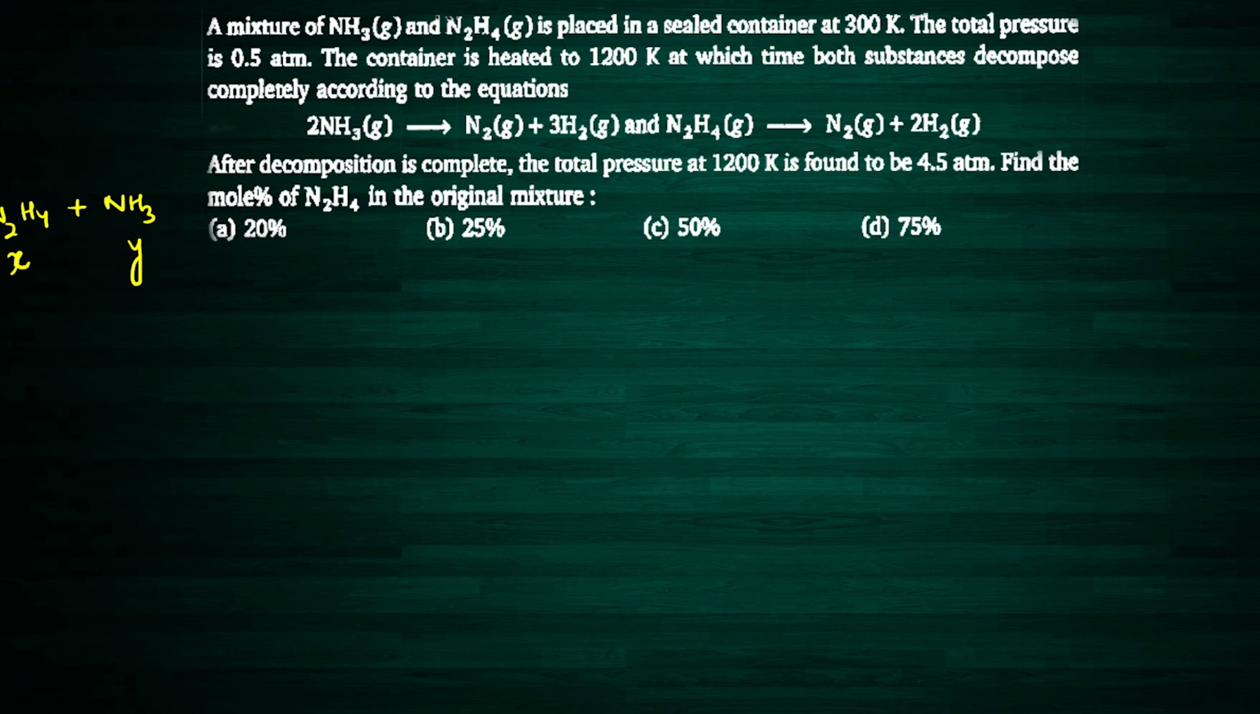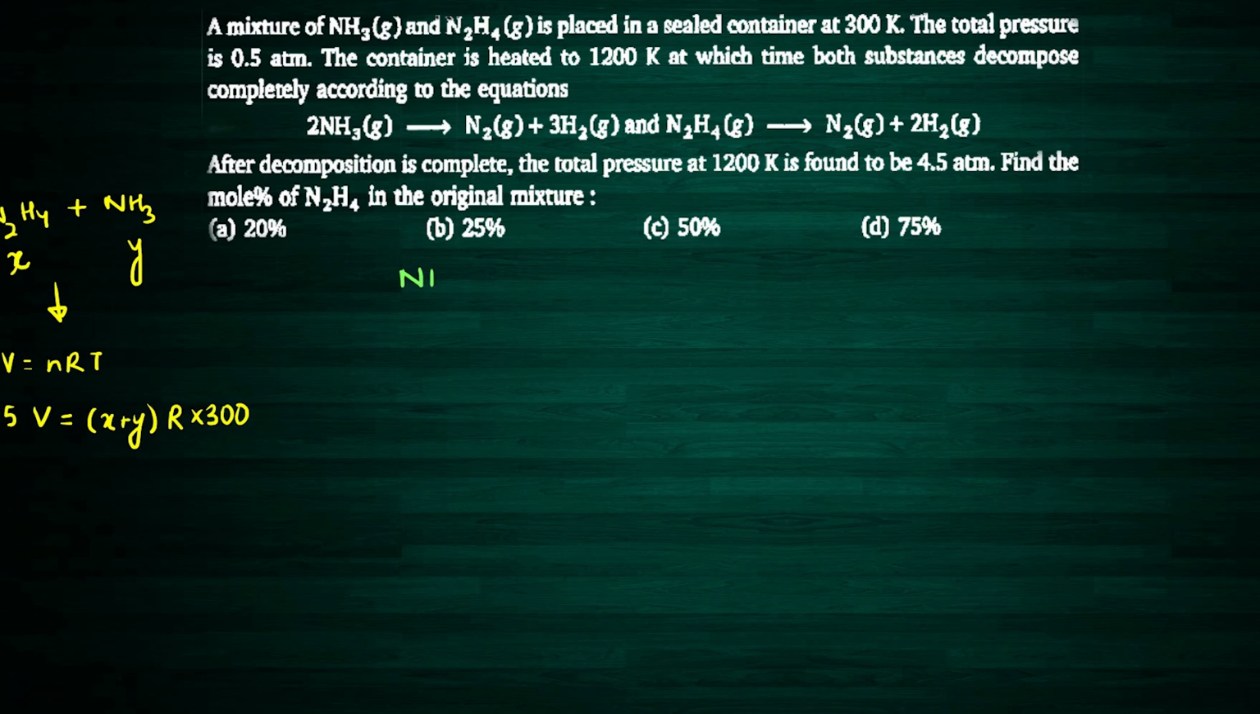Okay. So basically, for the original mixture, the ideal gas equation would be PV is equal to nRT. The pressure is given to be 0.5 atm. Volume is V. n is X plus Y, into R, into the temperature, which is 300. Now, as soon as the temperature is increased, decomposition occurs.